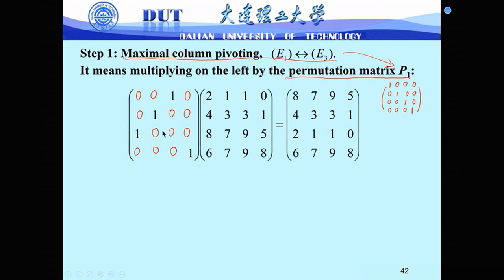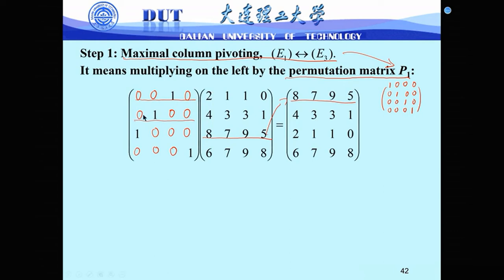Then you can practice with the product rule between the two matrices. For example, let's check. We use the first row multiplied by the first column. What is the result? 0 times 2 plus 0 times 4 plus 1 times 8 plus 0 times 6, which is just 8, right? Using this row multiplied by each column just gives the third row. That is why we can move the third row to the first row, because we multiply by 0, 0, 1, 0.